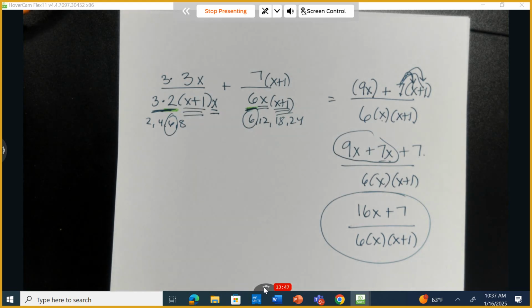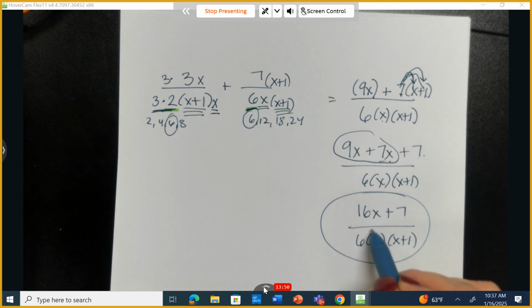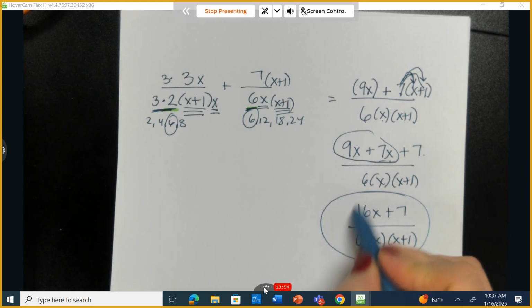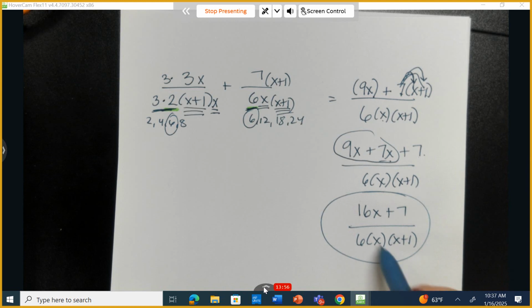By the way, you cannot do this. Look up here. You cannot cancel these x's, because it has to be in multiplied form. So if these were being multiplied, great, but this is not, so we can't just cancel those single x's. Yes?